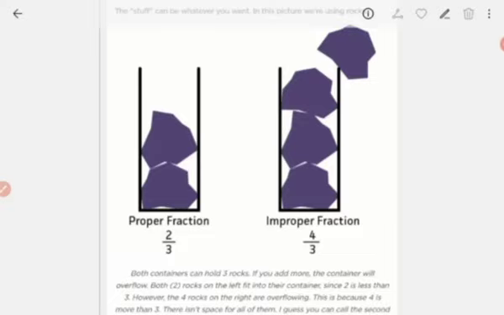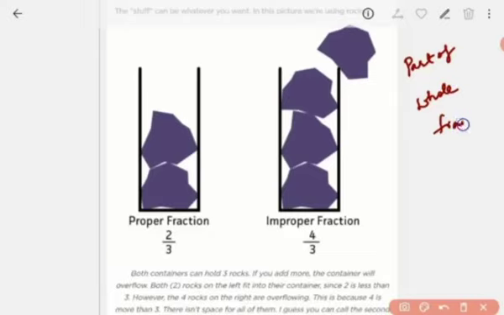Welcome again, students. So this is the second video of your unit 2, isn't it? So we were talking about fractions. What is a fraction? A fraction is a part of a whole. Anything which is complete, a part of that will be your fraction. So we had seen many examples.